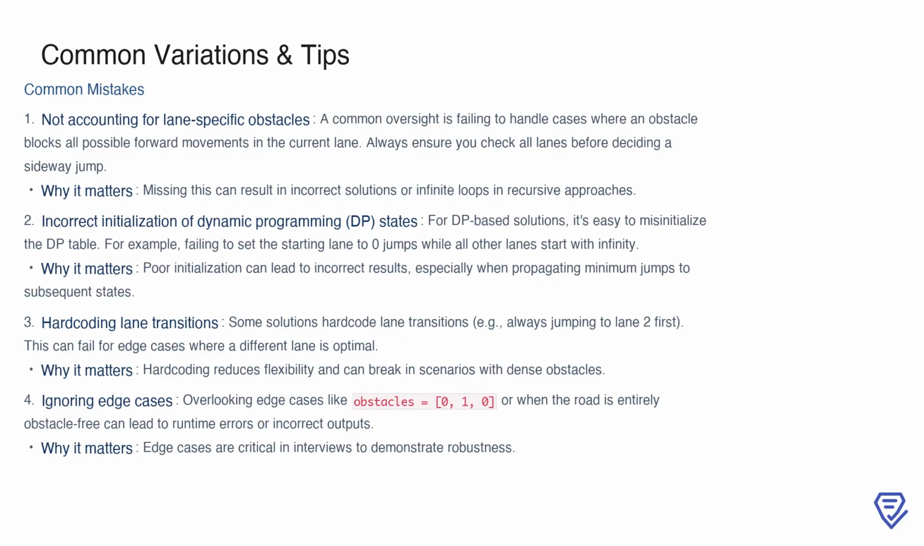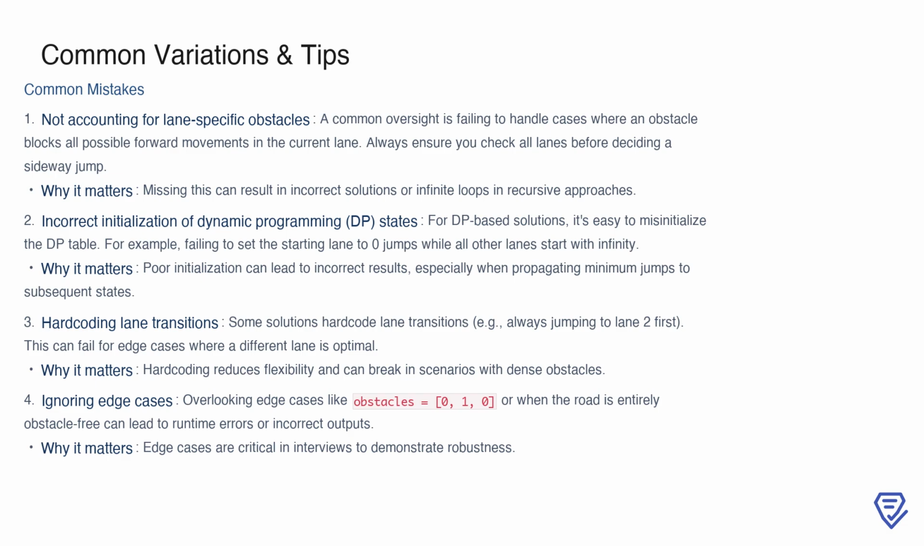Failing to do so can result in infinite loops, especially in recursive solutions. Another mistake involves the improper initialization of dynamic programming states. For example, the starting lane should have 0 jumps, while other lanes should begin with infinity to reflect their initial inaccessibility. This initialization is critical for propagating the correct minimum jumps as you progress.